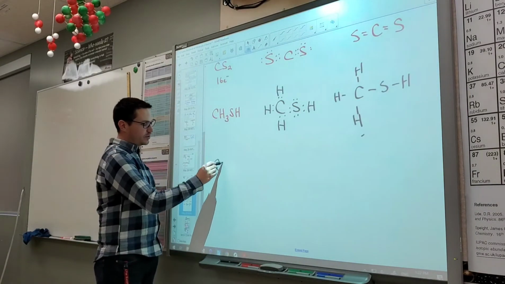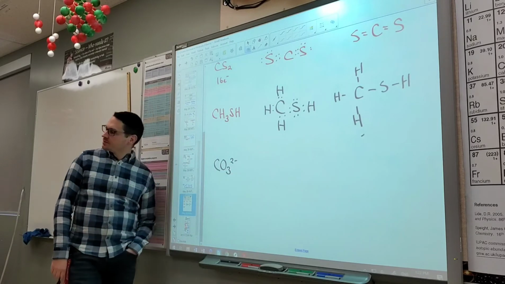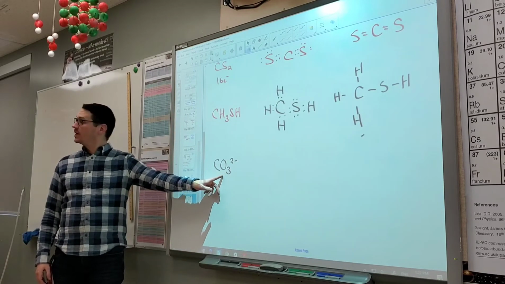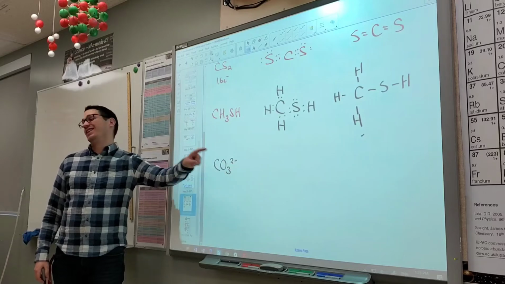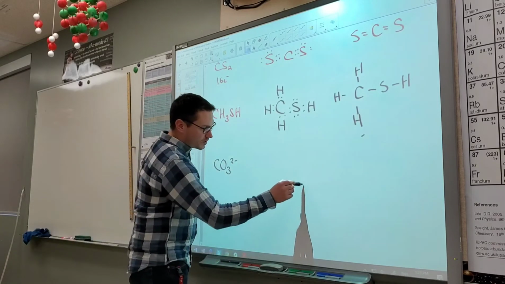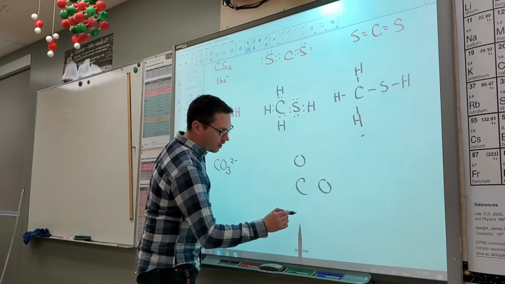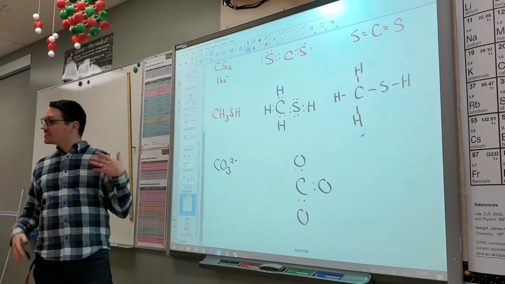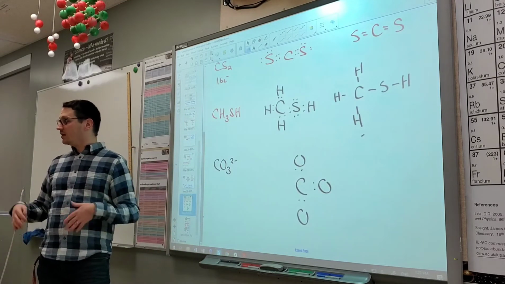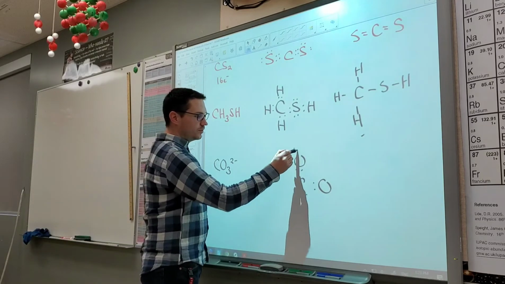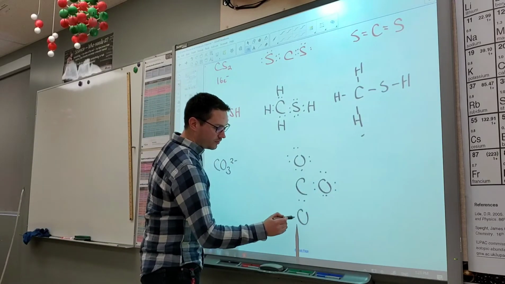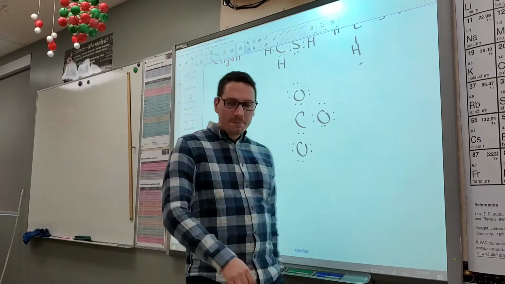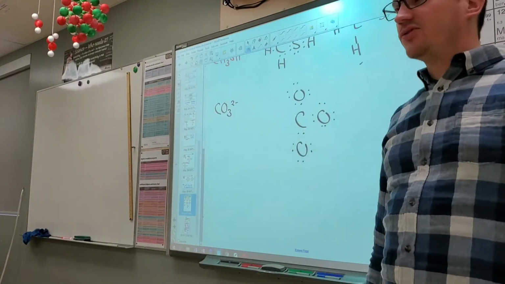The last one was the carbonate ion, CO3 2-. So we got 4 and 18 is 22. Is it 22 electrons? 24. It's 24 electrons, right? Okay. So a carbon with 3 oxygens surrounding it. 2, 4, 6. So 6 out of my 24 are gone. That means I have 18 electrons left. 2, 4, 6, 8, 10, 12, 14, 16, 18. So I'm done with my electrons. I've got no more electrons, right?